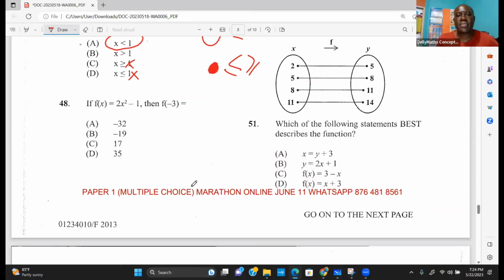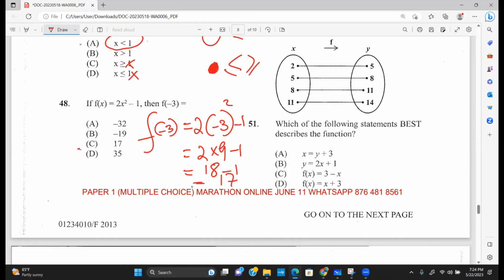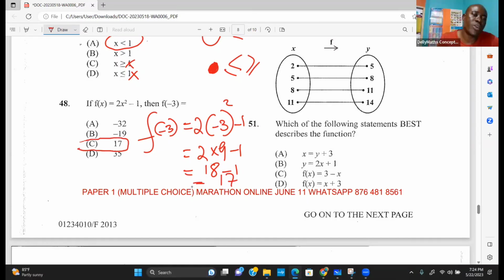48 says f of x is equal to 2x squared minus 1. So let's do f of negative 3. If I'm going to do f of negative 3, then I'm going to substitute negative 3. Anybody remember this question? It's how long it's going to take to realize? Remember me writing number 17 last night? Remembered it, sir, yes. Same question come back.